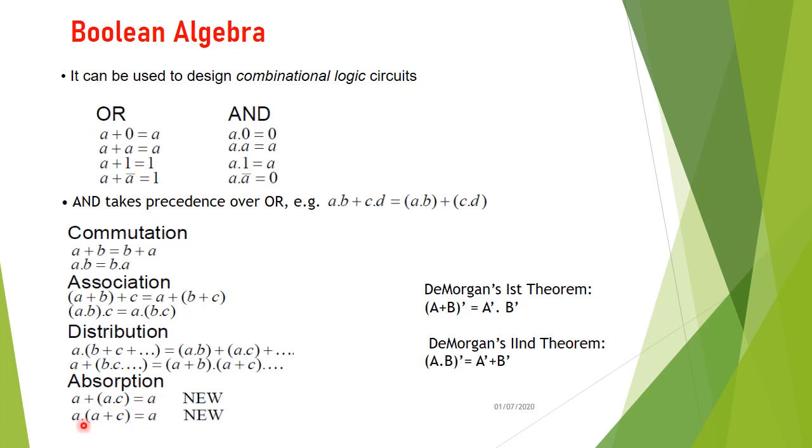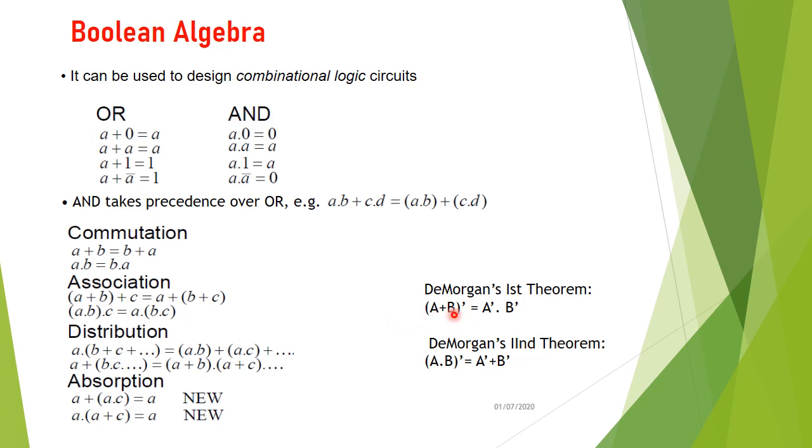Now the next absorption law is A ANDed with A ORed with C, in which again the C will get absorbed, and finally the result of A ANDed with A, which we have seen, is nothing but A. Now two theorems are also present in Boolean algebra, which are named De Morgan's first theorem and De Morgan's second theorem.